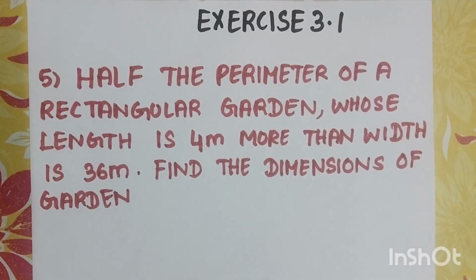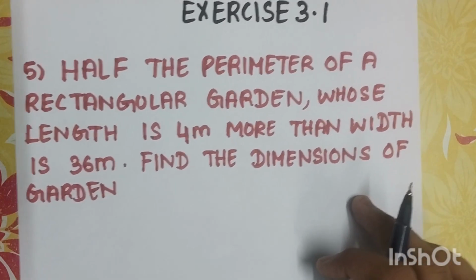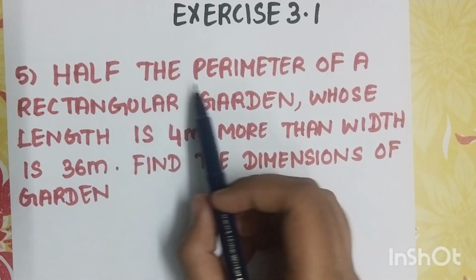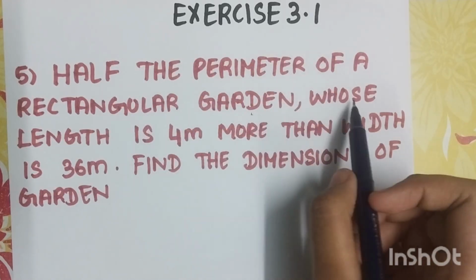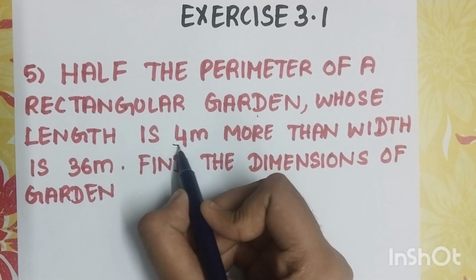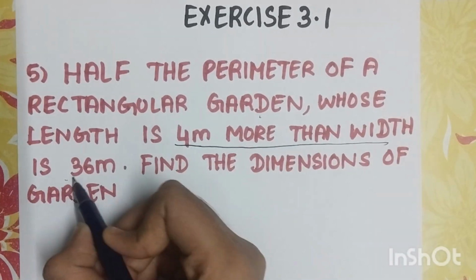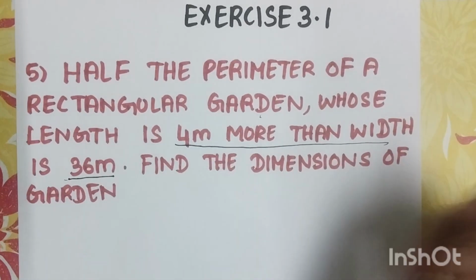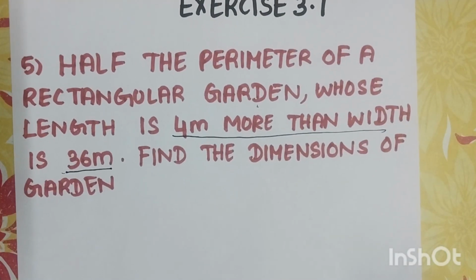Hello everyone, today we are going to see class 10 exercise 3.1 fifth sum. So they have given you a word problem, so let's see it. Half the perimeter of a rectangular garden whose length is 4 meter more than that of the width is 36 meter. Find the dimensions of the garden.